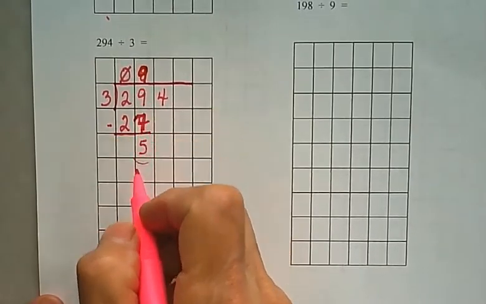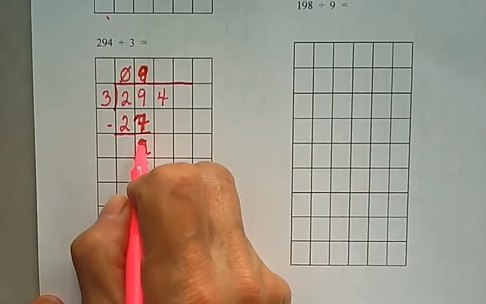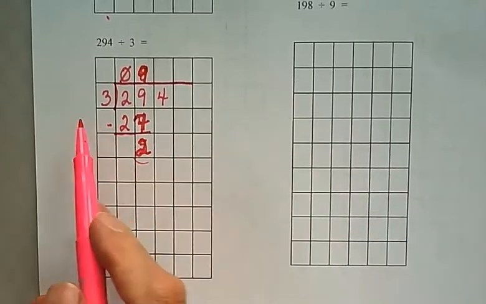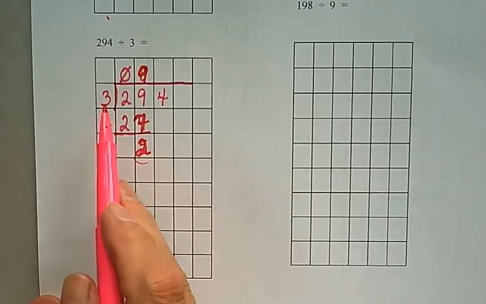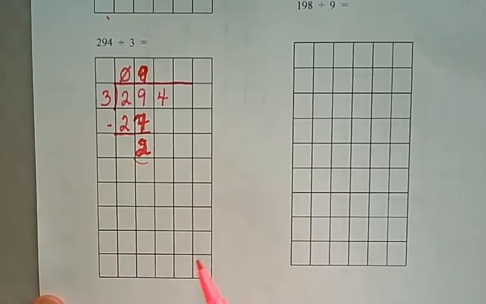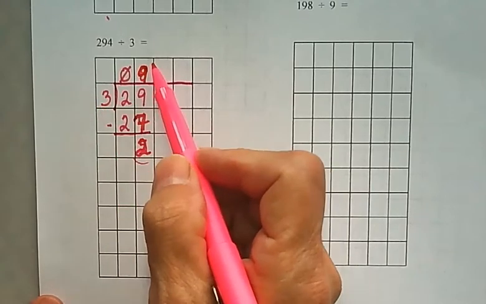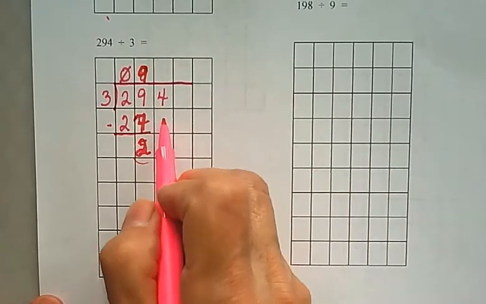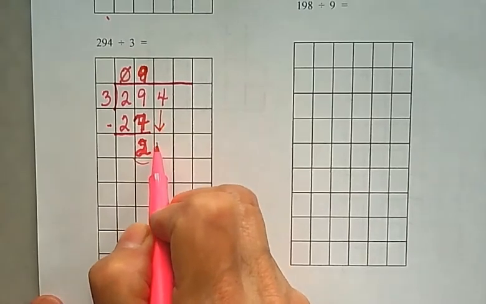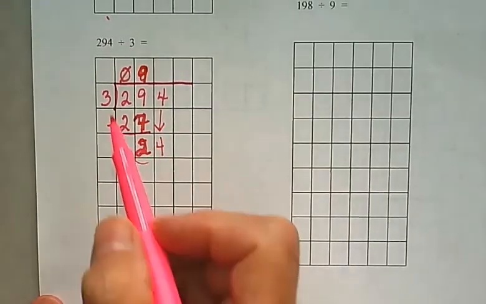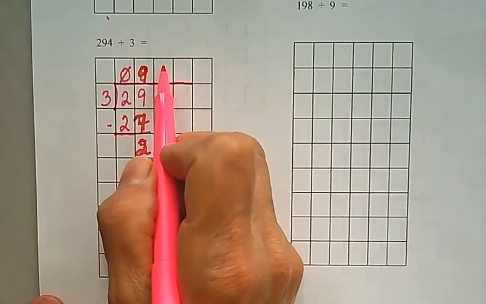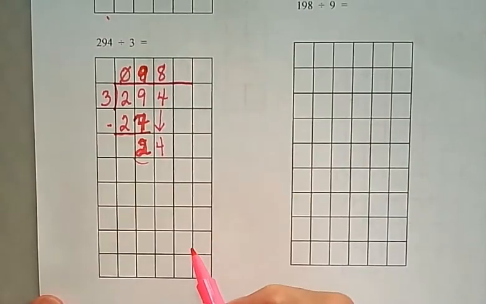And then 9 minus 7 is 2. All right, now check. Is our 2 smaller than our 3? It is, so we're in good shape now. All right, so we did our divide, we did our multiply, we did our subtract, and now we do our bring down. Now we've got 24, and 3 divides into 24 8 times, as we've already discovered.